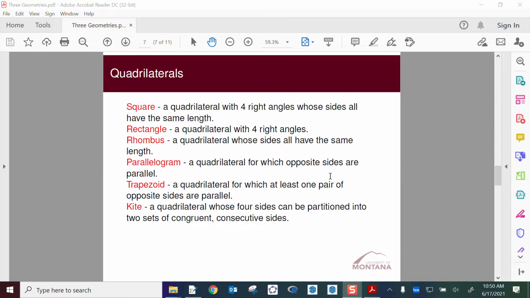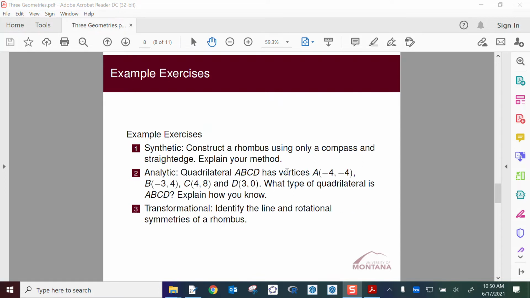Anyway, so a couple finer points there, kite, trapezoid. Let's go on and take a look at a few example problems. So the first example problem I'd like to do is to construct a rhombus using only a compass and a straight edge and explain the method.